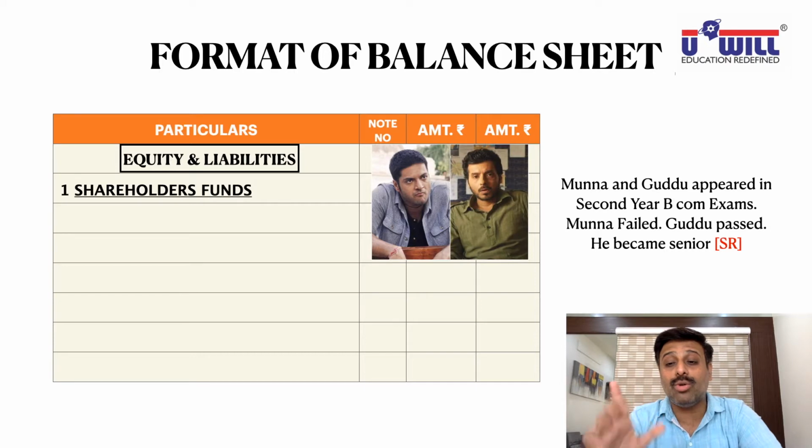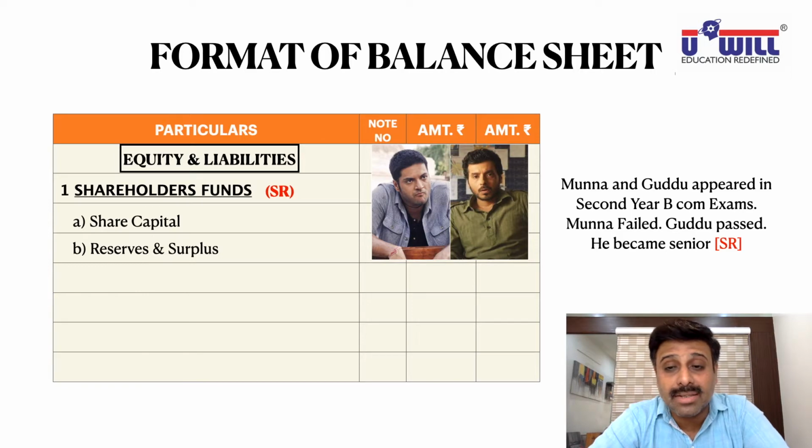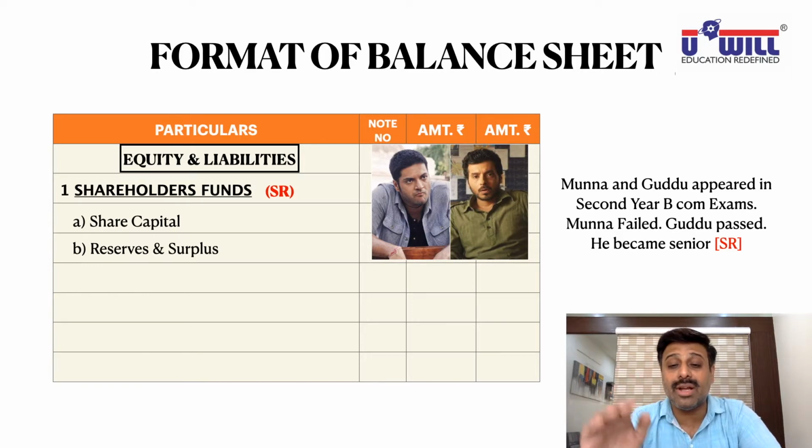So Munna and Guddu appeared in second year BCom exams. Munna failed, Guddu passed. Because Guddu passed and Munna failed, Guddu became senior. Senior means what? Shortcut you remember, SR. So in shareholders funds, write down SR. S stands for share capital, R stands for reserves and surplus. You can pause the video and write down this story.